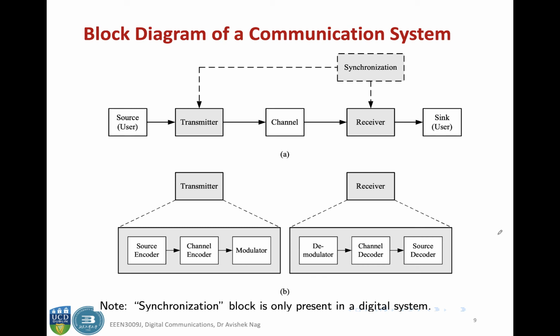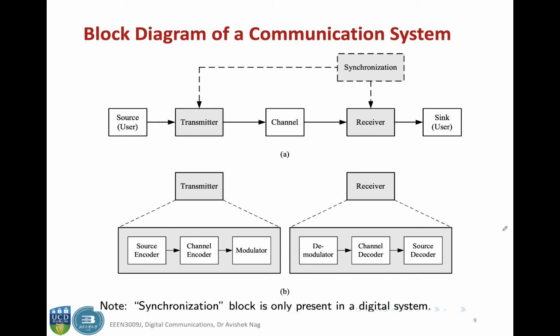And inside the transmitter you have further blocks. You have the source encoder, the channel encoder, and a modulator. And inside the receiver you have the opposite functionalities. You have a modulator in the transmitter, so you have a demodulator in the receiver. You have a channel encoder in the transmitter, so you have a channel decoder, and you have a source encoder in the transmitter, so you have a source decoder in the receiver. And then there is a requirement of synchronization between the transmitter and the receiver, and the synchronization block is only present in a digital system.